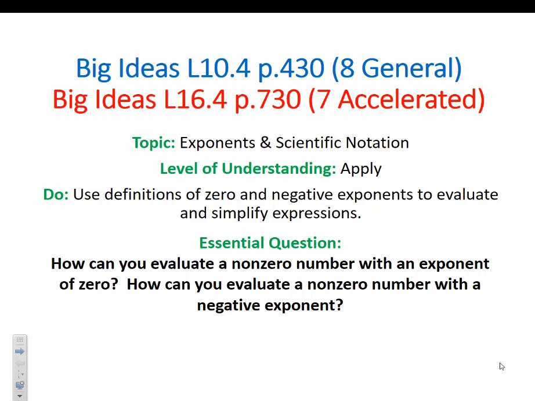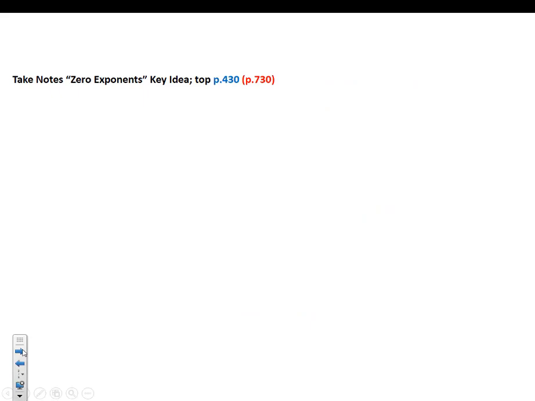Our essential questions: how can you evaluate a non-zero number with an exponent of 0? And how can you evaluate a non-zero number with a negative exponent? Now, ladies and gentlemen, I know you are persons of character, so you already went to the appropriate pages and you wrote down the notes.